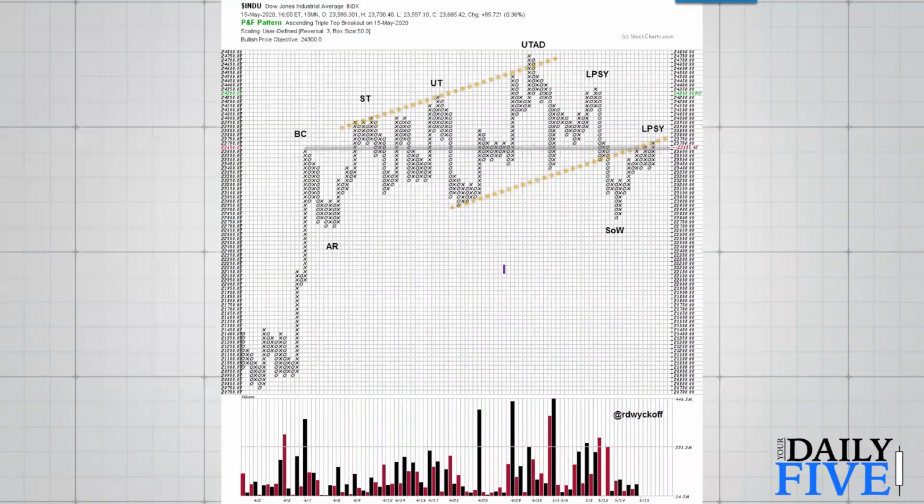Okay, so here's the Dow Jones Industrial Average, same time period. And we've labeled this with a distributional count structure: buying climax, secondary test, upthrust after distribution. Notice the failure off of this upthrust after distribution, sharp decline, rally of poor quality into a lower high, and then a sharp decline which takes out the previous low. We're calling this a sign of weakness.